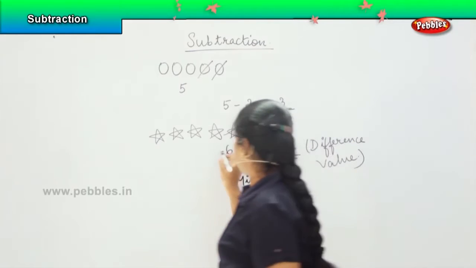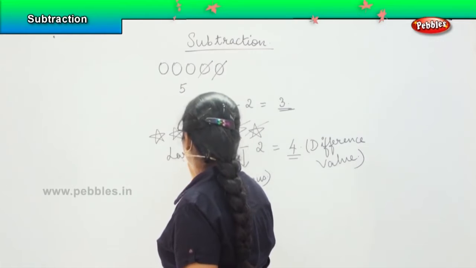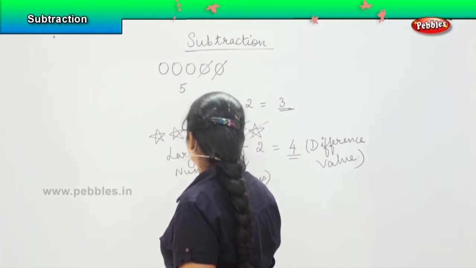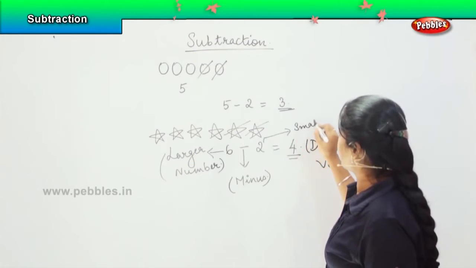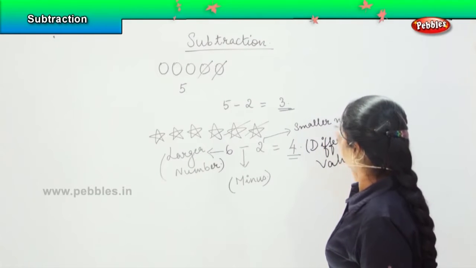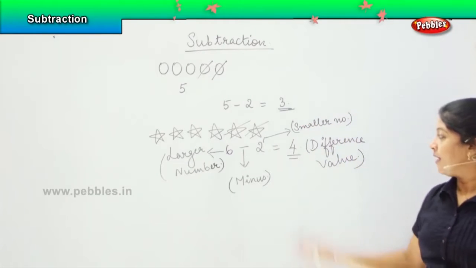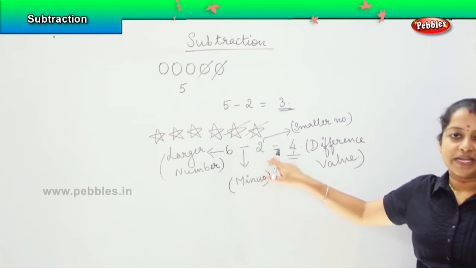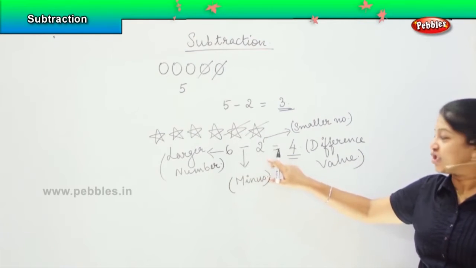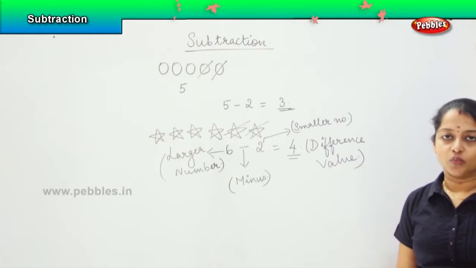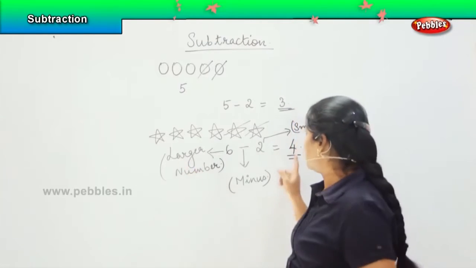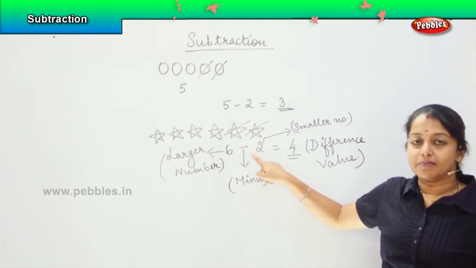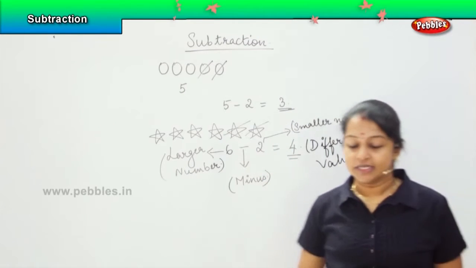Okay, this is my larger number and this 2 will be my smaller number. Okay, the result of what we are obtaining after reducing or after subtraction gives the difference value. So are you clear, children? Subtraction generally consists of a larger number and a smaller number. When we put the symbol minus, it gives me the difference value.